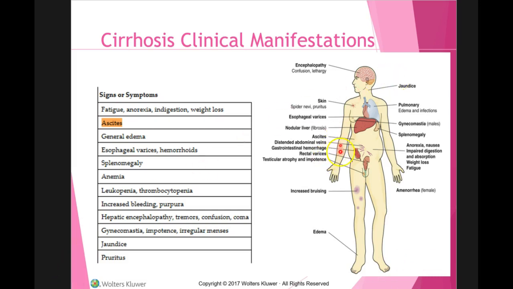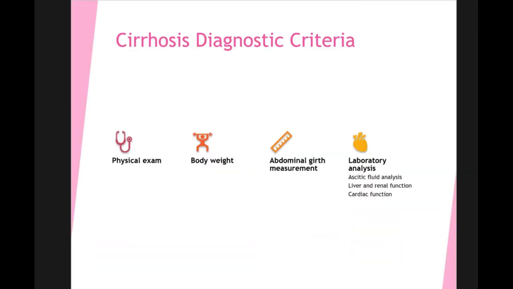Another thing that these people can have is pruritus, and that's from the buildup of the bile salts in the tissue. So it's just like a generalized itching. They just itch everywhere, and you might see excoriations from them scratching, but you won't see any kind of lesions or anything typical of a rash. Diagnosis of cirrhosis.